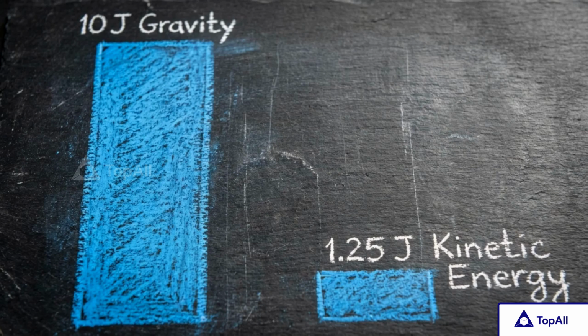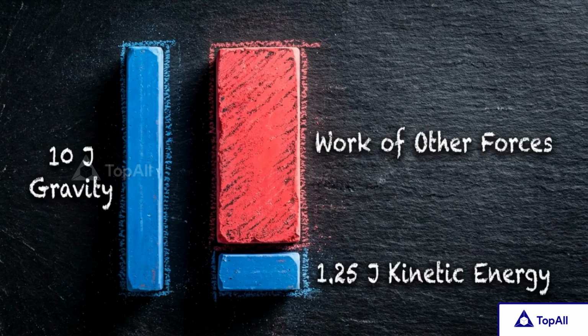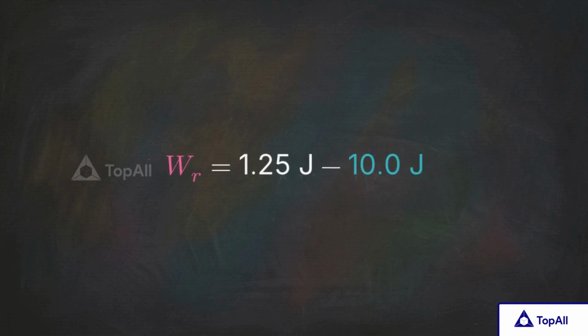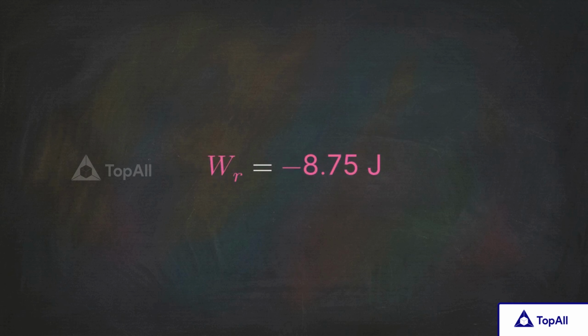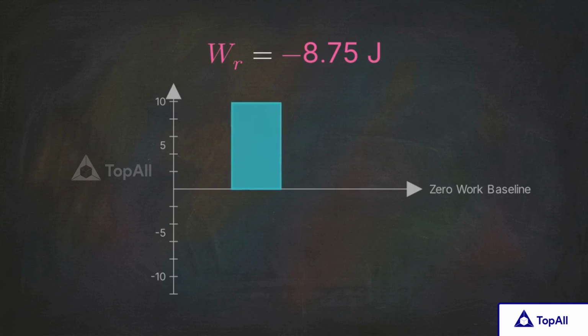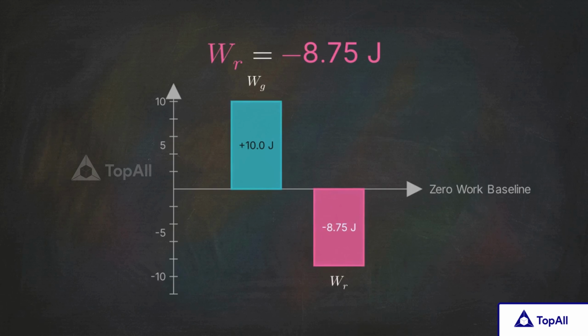If gravity performed 10 units of work, the work-energy theorem states that the remaining energy must be accounted for by the other forces in the system. We can pinpoint the exact effect of the air resistance by setting the total change in kinetic energy equal to the work of gravity plus the work of the resistive force. We isolate the unknown variable. The work of the resistive force equals 1.25 joules of kinetic energy minus 10.0 joules of gravitational work, resolving to negative 8.75 joules. This negative sign proves air resistance performed negative work, continuously sapping the drop's kinetic energy.